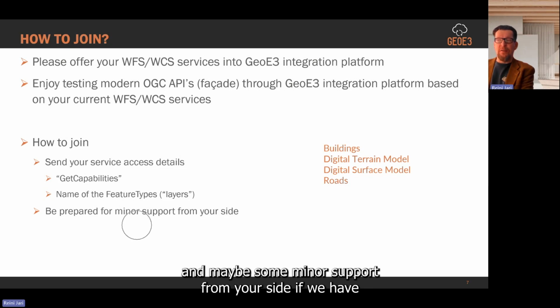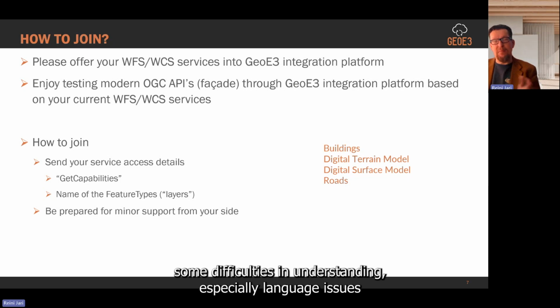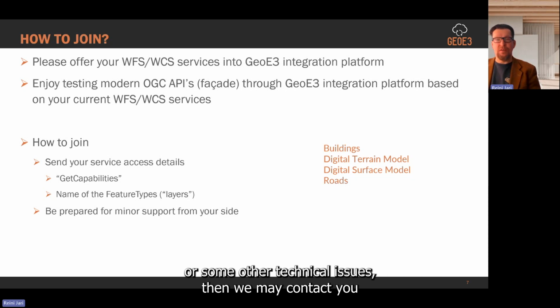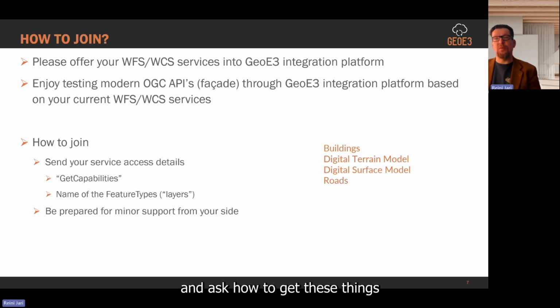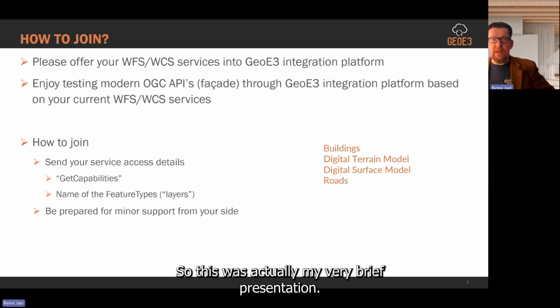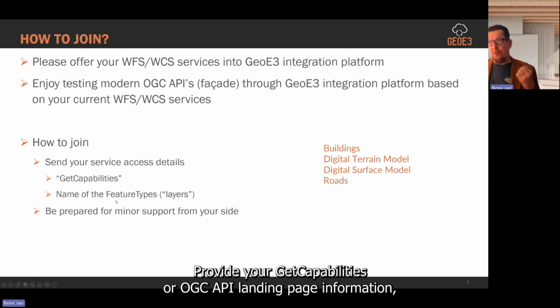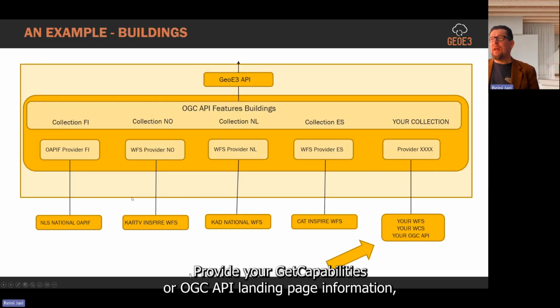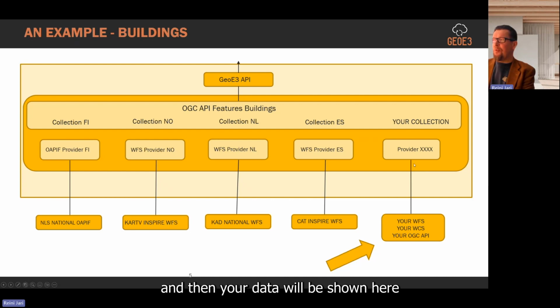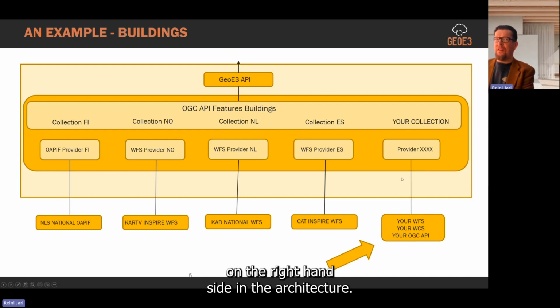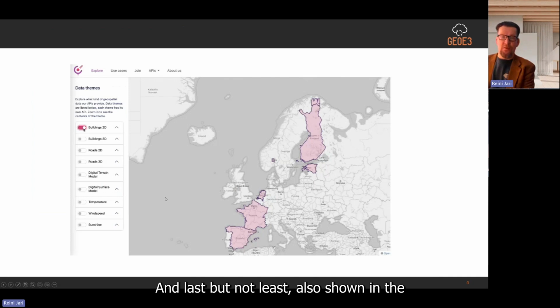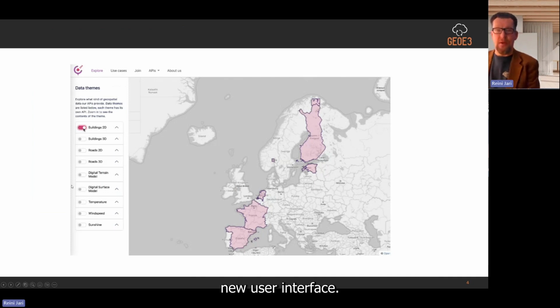And maybe some minor support from your side if we have some difficulties in understanding, especially language issues or some other technical issues, then we may contact you and ask how to get these things up and running. So this was actually my very brief presentation. Provide your capabilities or OGC API landing page information, and then your data will be shown here on the right-hand side in the architecture, and last but not least, also shown in the new user interface.